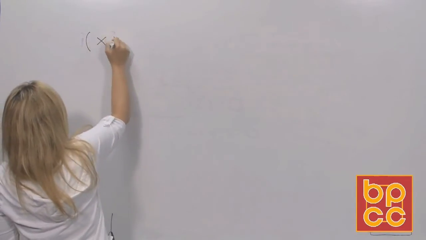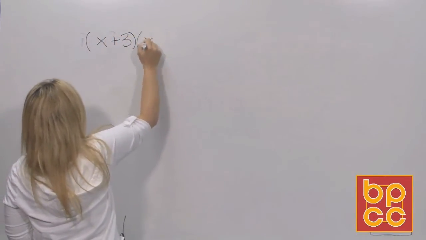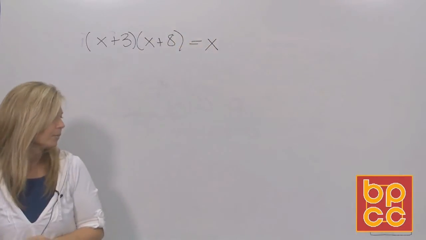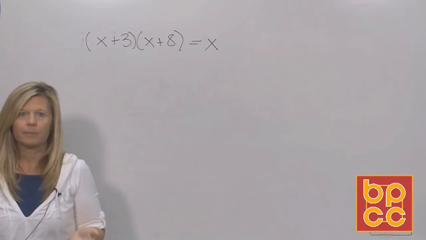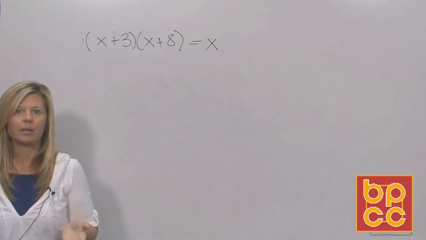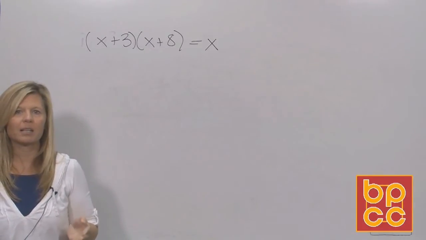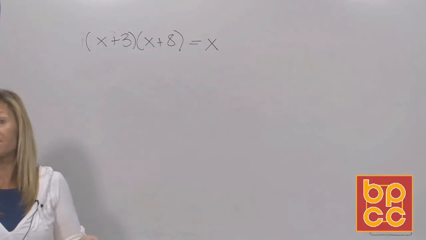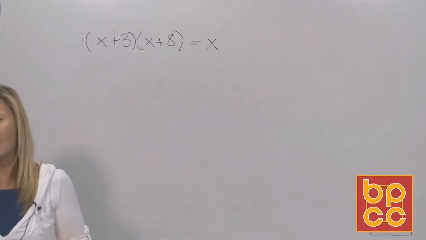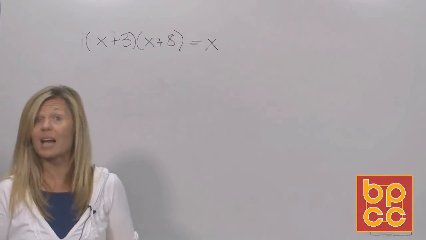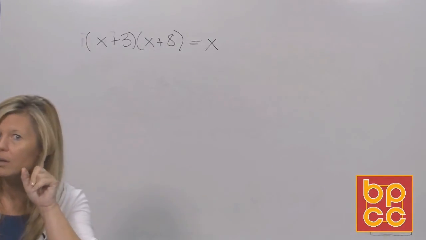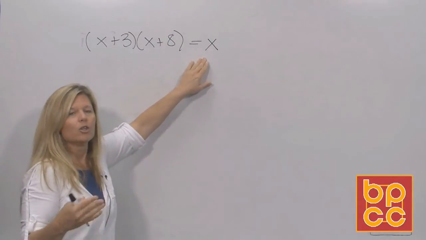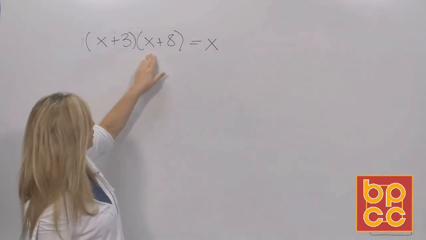We have x plus 3 times x plus 8 equals x. Okay, this is tricky because I know what's going to happen. You guys automatically want to make two equations because you see the two sets of parentheses. But you got to follow the procedure. And the procedure says the equation's got to be set equal to 0. Is that a 0? No, it's not. So you're going to think, well, just move the x over here.